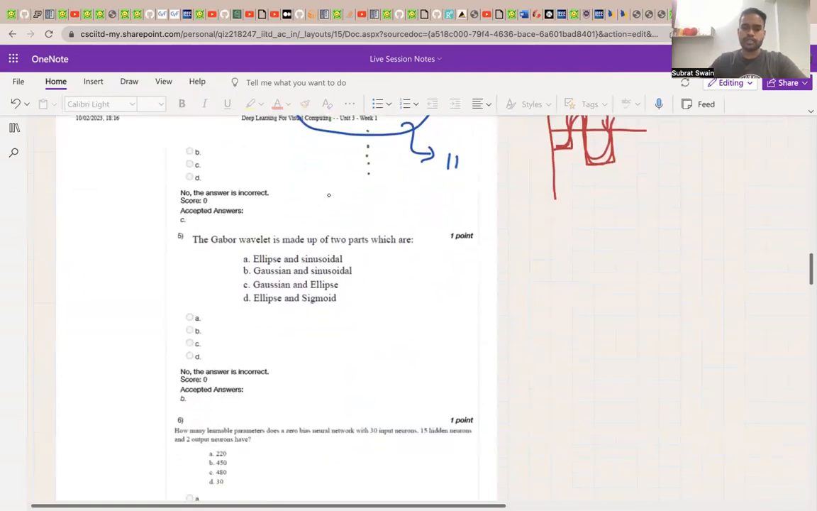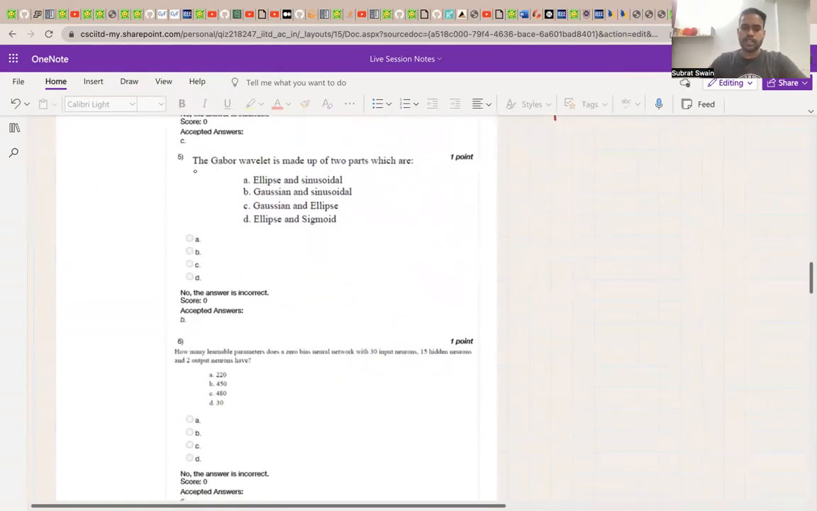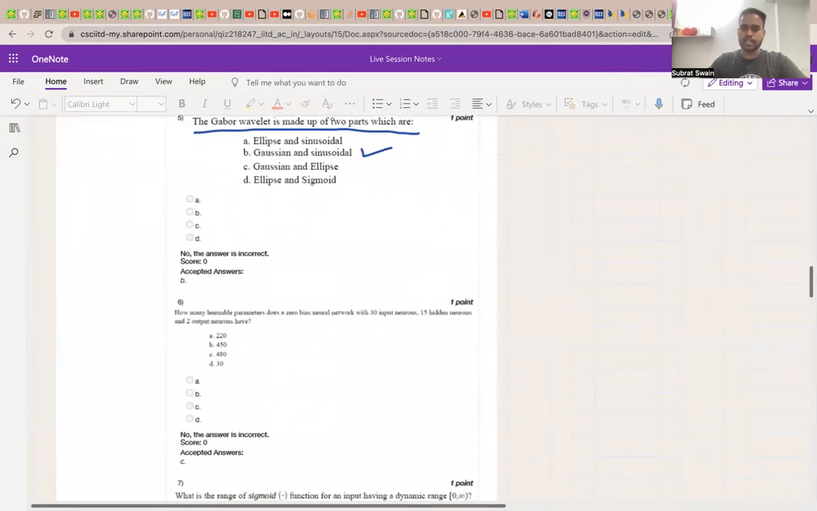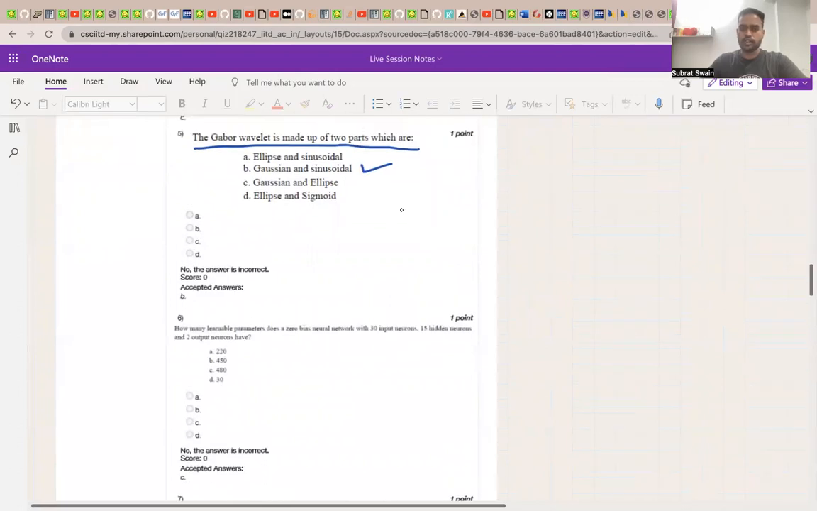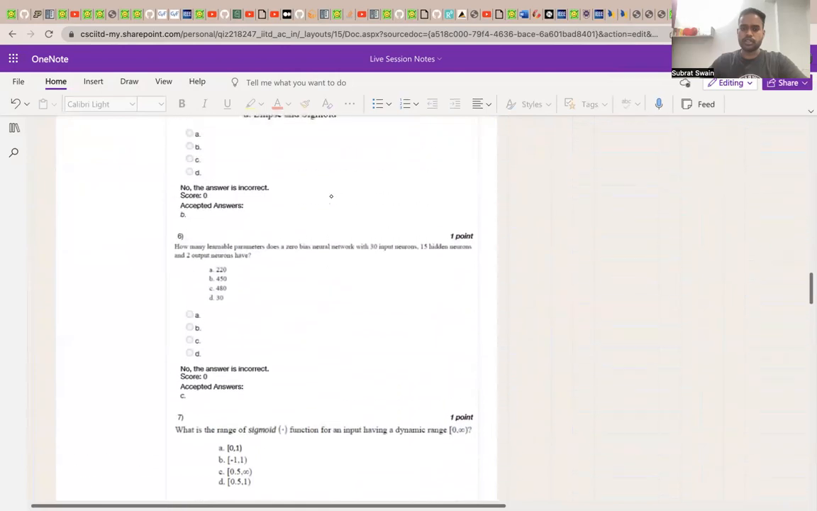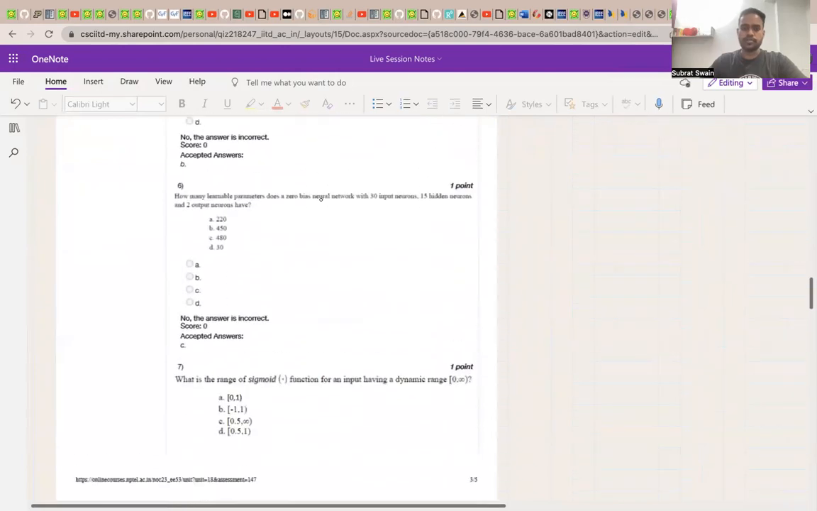Okay, so this part is done. The Gabor wavelet is made up of two parts, which are Gaussian and sinusoidal. It's a direct question and answer. So I wouldn't go in depth into it because it will be too much discussion for just one question.